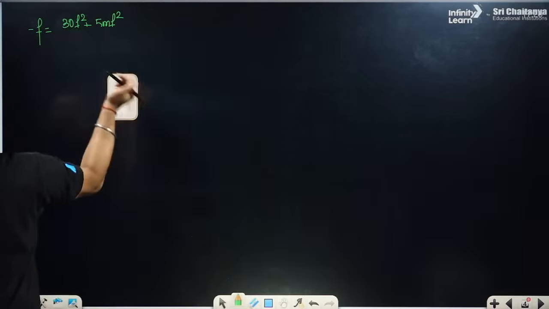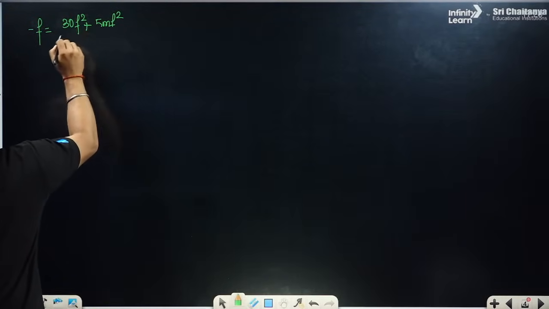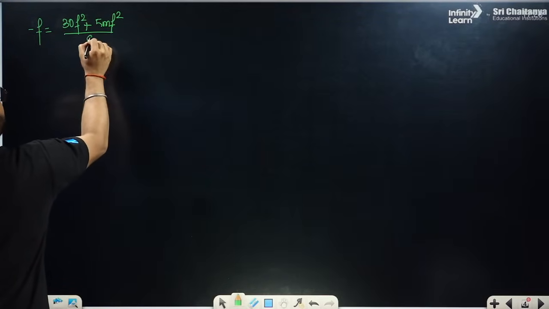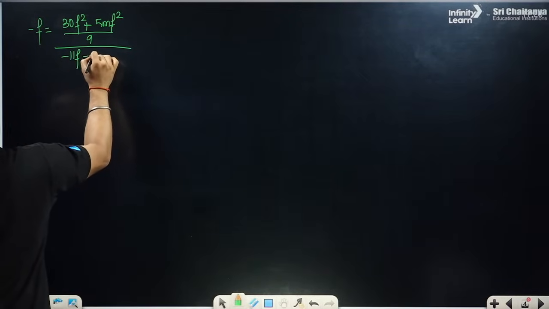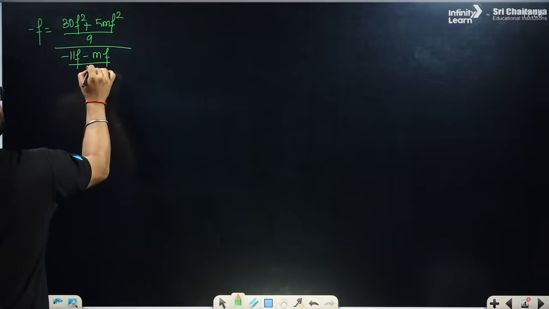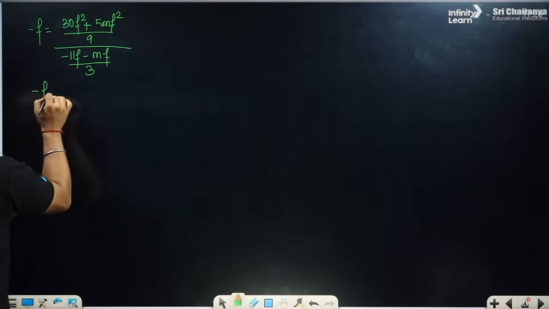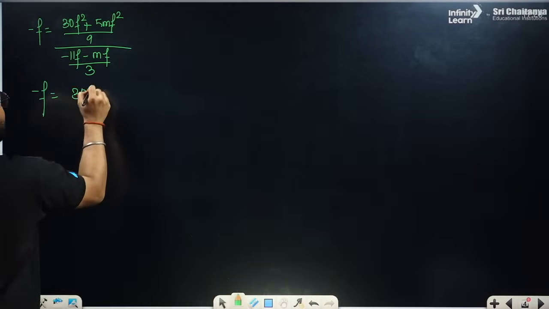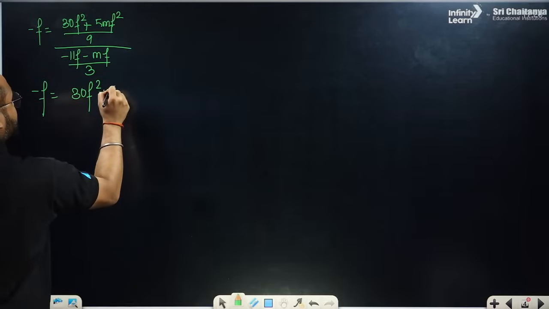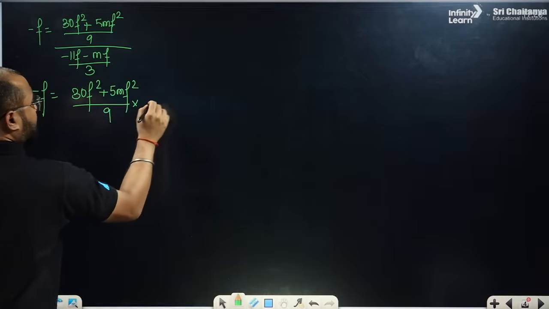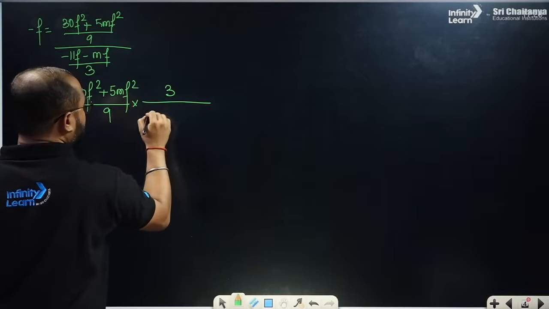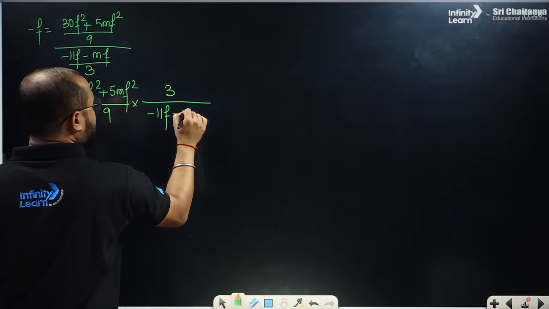The 9s were also there, na? Sorry people, just mistaken for this. It is going to be 9 whole divided by, we can say it is minus 11f minus mf by 3. Just solve this thing. We will be getting what? 30f square plus 5mf square divided by 9 multiplication of 3 whole divided by minus 11f minus mf.